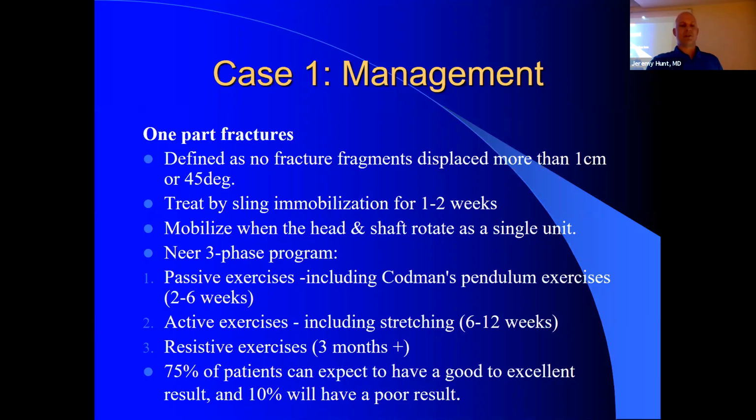About 10% will have a poor result, but greater than 75% have a good to excellent result. But you always have to kind of lay the groundwork. This was a case of an athlete, which you don't see these in athletes, honestly, that often. Probably the population you're going to see these more often is the elderly population. And I always tell people you're going to have functional motion, but probably not full range of motion if you had full range of motion before this injury occurred.